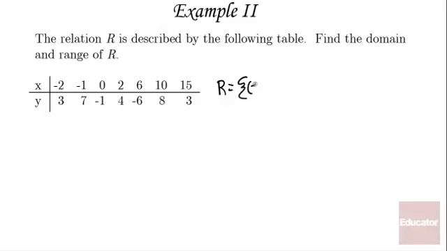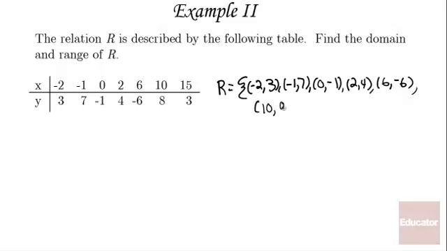So this would be -2, 3, -1, 7, 0, -1, 2, 4, 6, -6, 10, 8, and then finally 15, 3. So I have this written out as a set of ordered pairs.